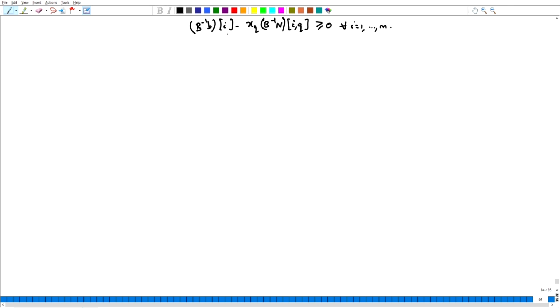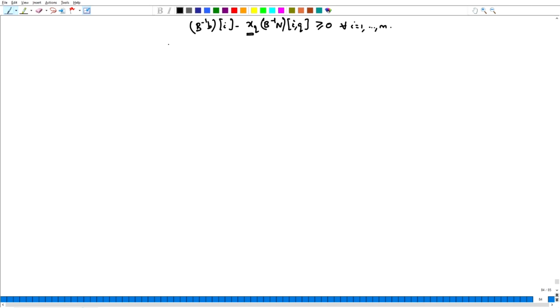So, the ith component of B inverse b minus x_q into the (i, q)th component of B inverse N should be greater than or equal to 0. So, this is something that we require. Now, let us try to find a constraint on x_q based on this.